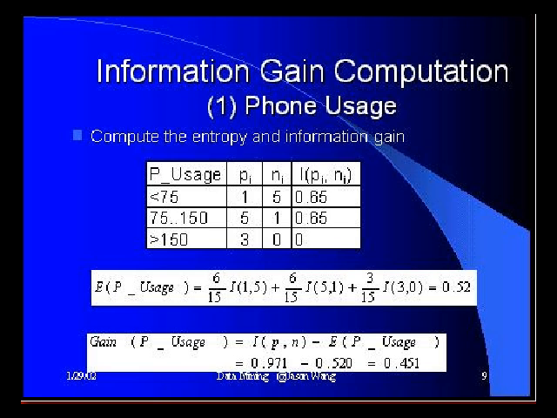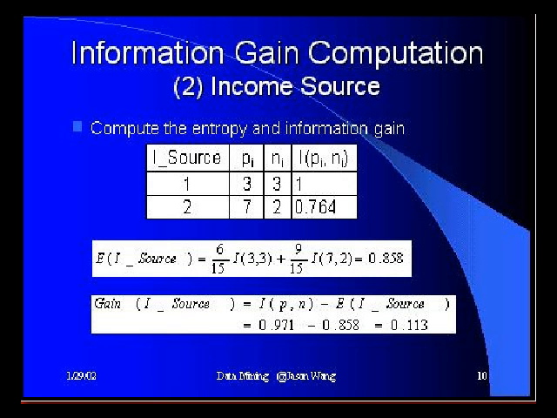So after you calculate the information gain for the phone usage, we look at the information gain for the second attribute, income source. For the income source, I can divide the training data into 2 sets, S1 and S2. S1 contains all the training examples in which the income source is 1. And S2 contains all the training examples in which the income source is 2. And you can get this data from the training database.